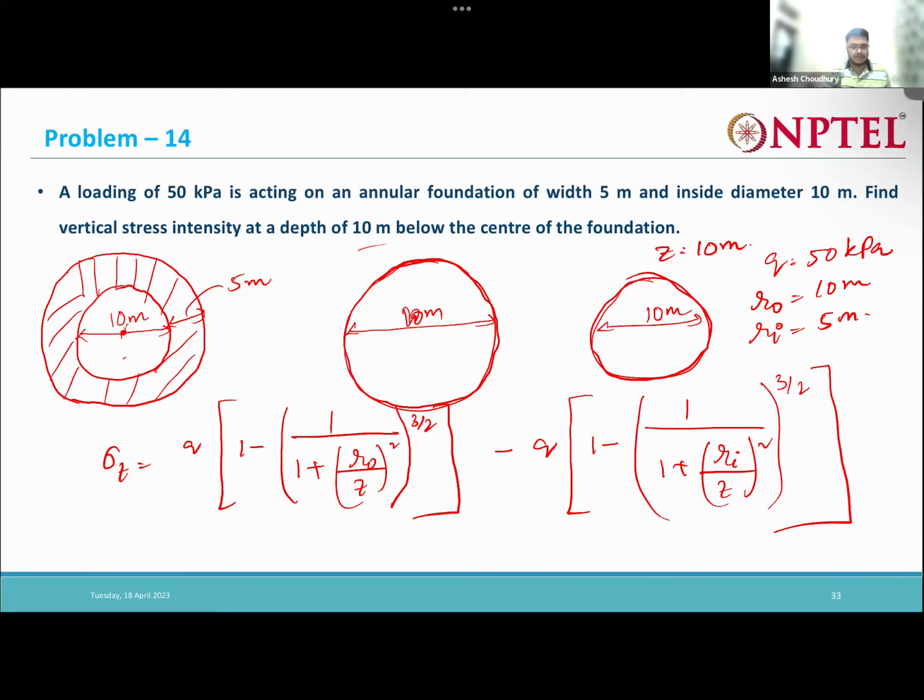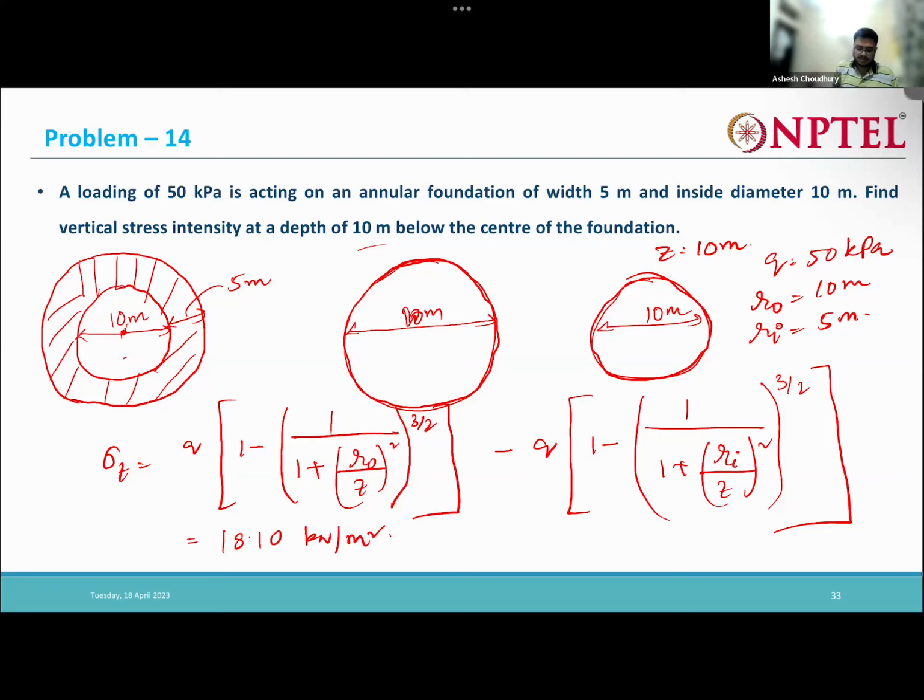Should be around 18 kilonewton per meter square. Yeah, 18.10.